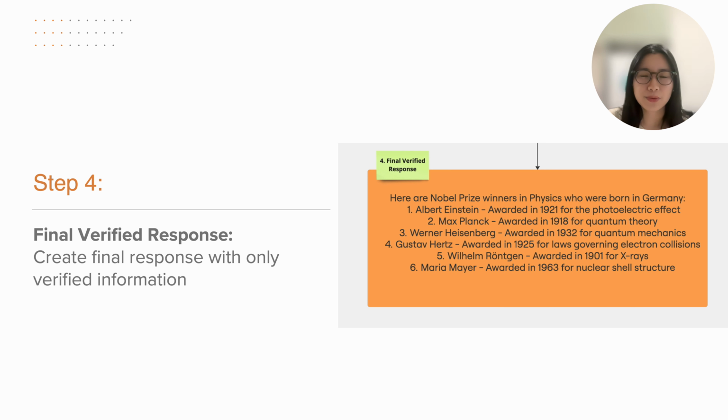So finally, armed with the verified information, the model constructs its final response. It only includes information that passed the verification process, and the final answer still lists the 6 physicists, but now we can have greater confidence in its accuracy because each claim has been independently verified.